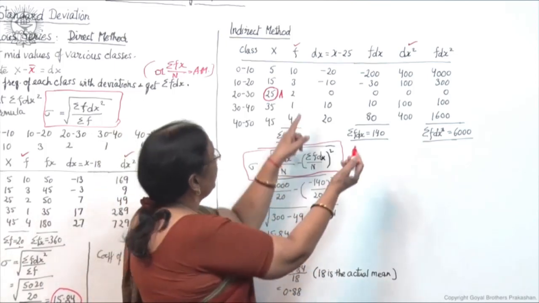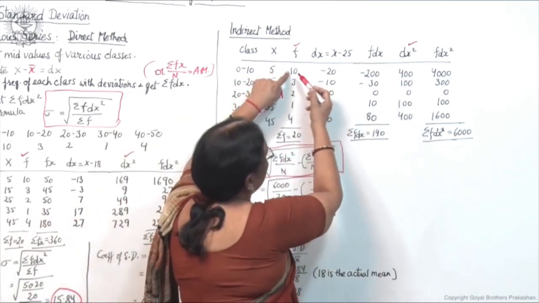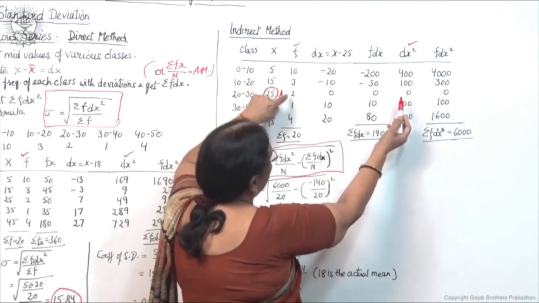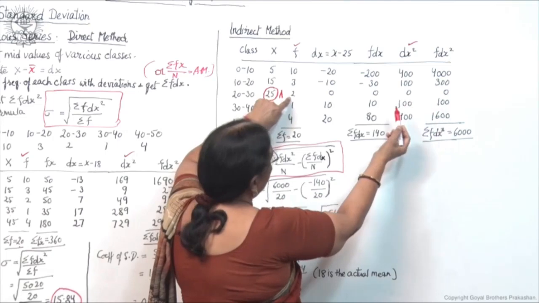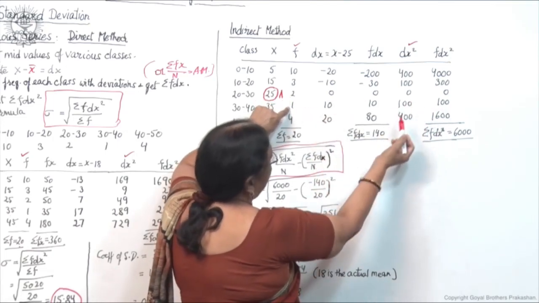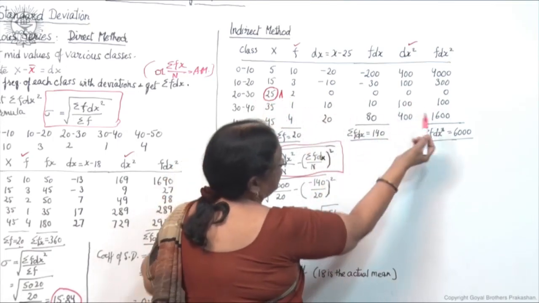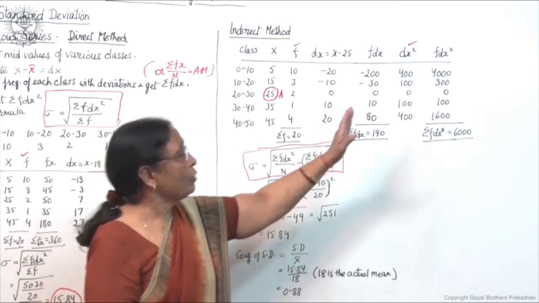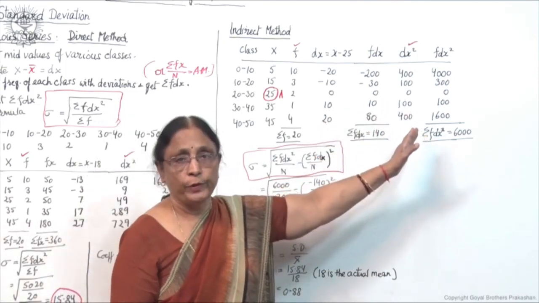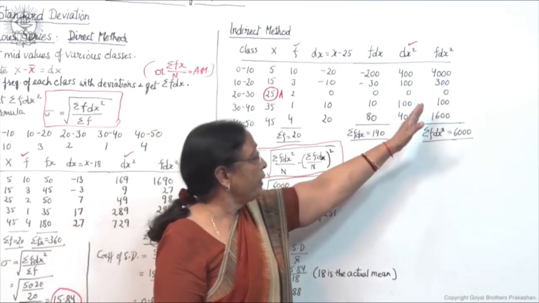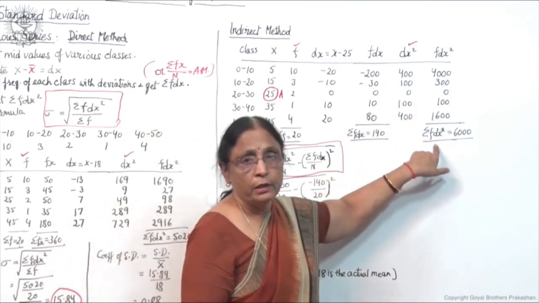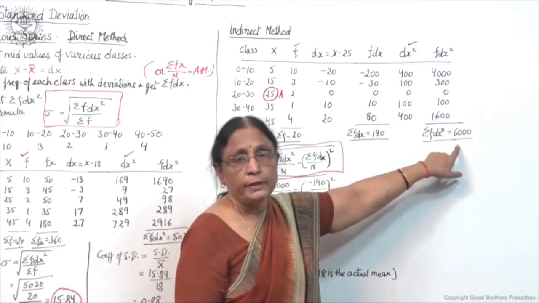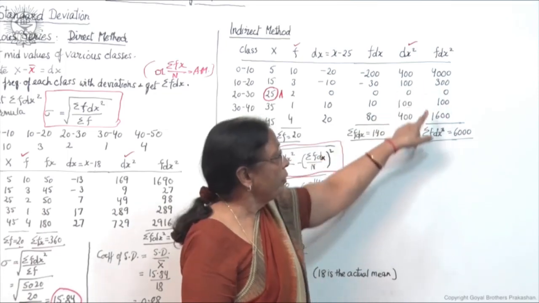See what we have done over here, 400 into 10, 4000, 100 into 3, 300, 0 into 2, 0, 100 into 1, 100, 400 into 4, 1600, right. So this way you have calculated f dx square, and after getting this you have to make the total of this sigma f dx square, and the value here is 6000, total of this column.